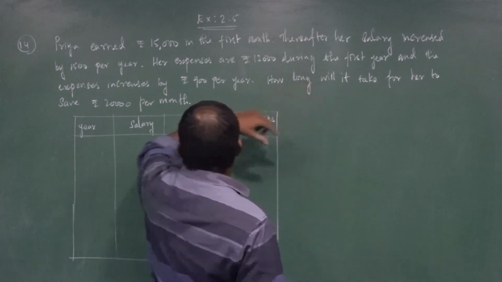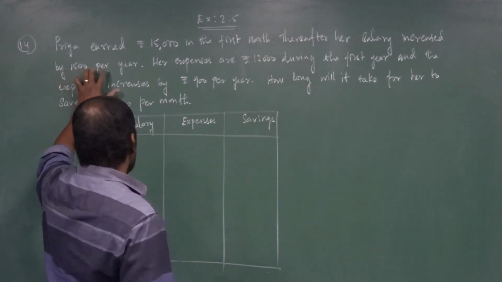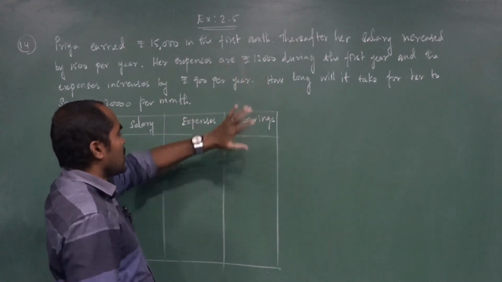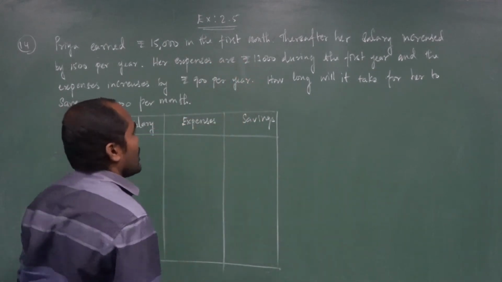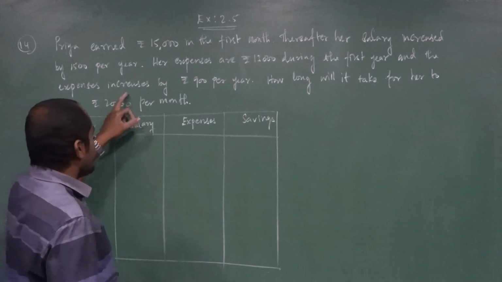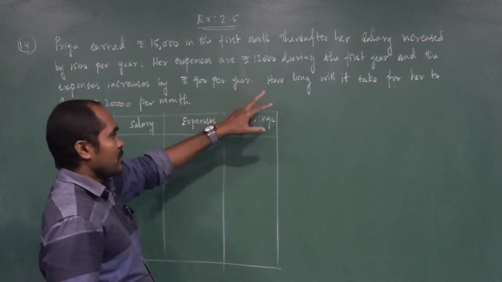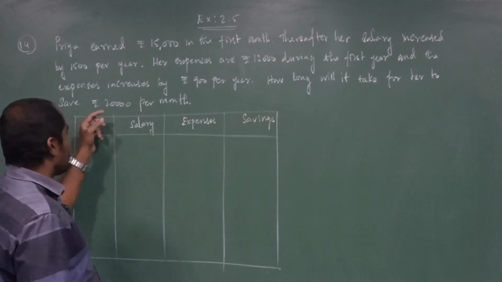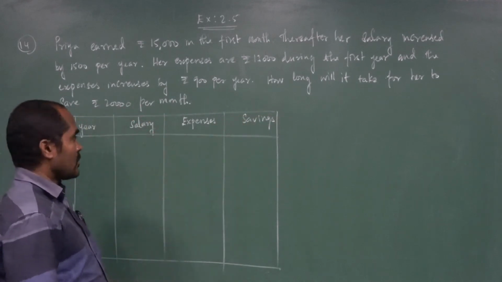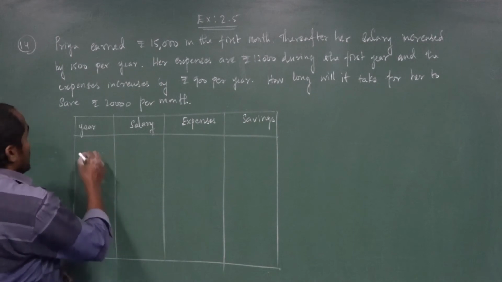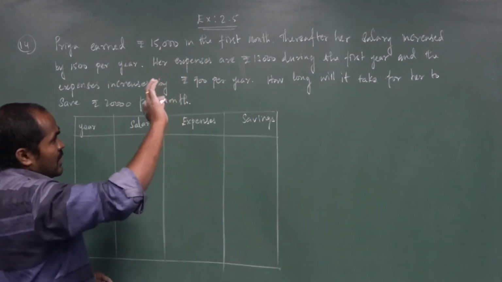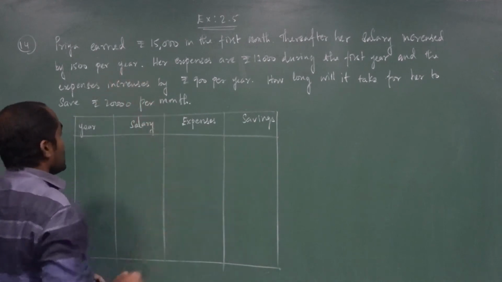Thereafter, her salary increased by 1,500 per year. Her expenses are 13,000 during the first year, and the expenses increased by 900 per year. So how long will it take for her to save 20,000 per month? So listen. Priya earned 15,000 in the first month. Thereafter, her salary increased 1,500 per year.